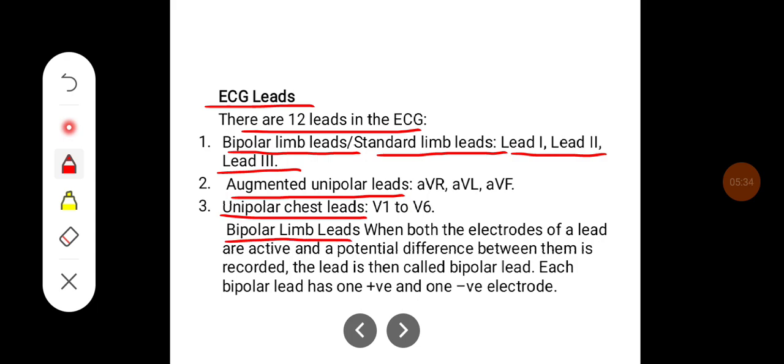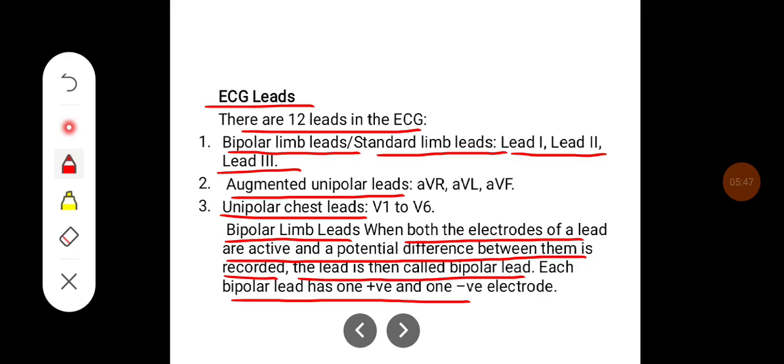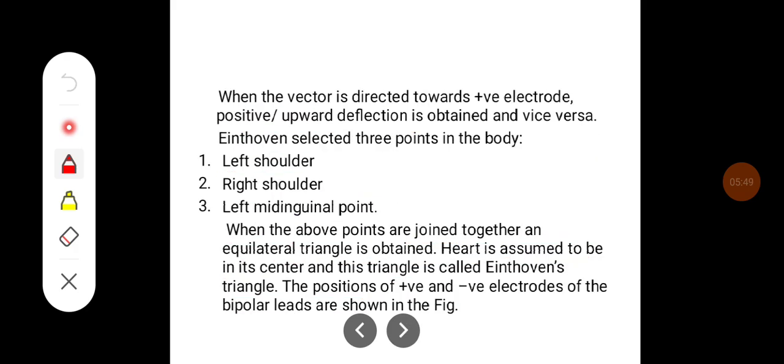Bipolar limb leads. When both the electrodes of lead are active and potential difference between them is recorded, the lead is then called bipolar lead. Each bipolar lead has one positive and one negative electrode. When the vector is directed towards positive electrode, the upward deflection is obtained and vice versa.